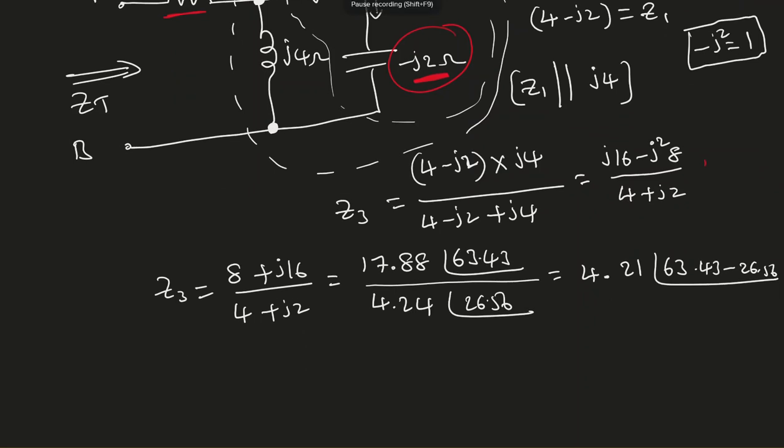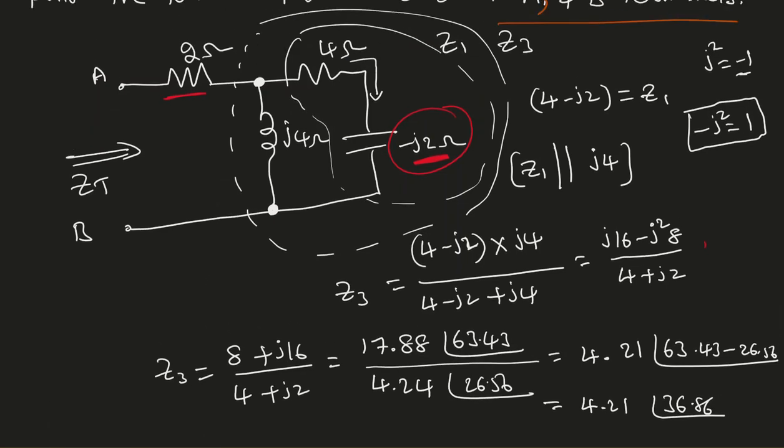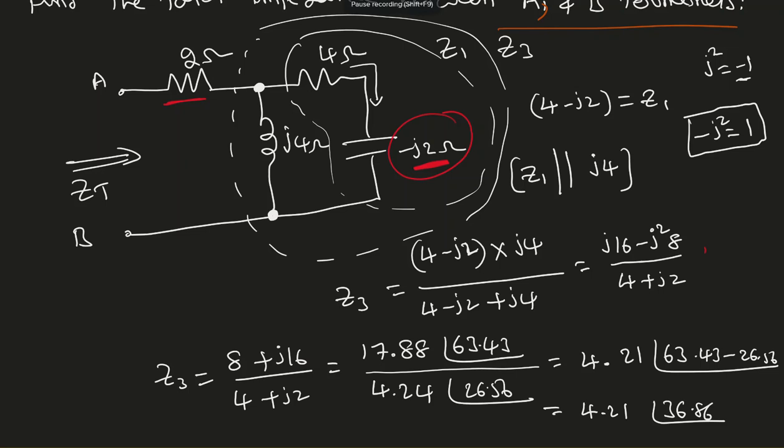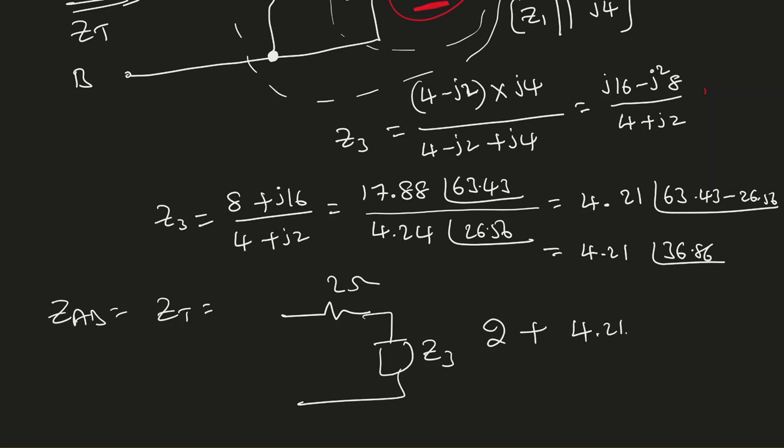Now this value is 4.21 at an angle of 36.86. That's my Z3. Now Z total, or ZAB, equals Z total: we can clearly see the 2 ohms is in series with Z3. So those two are in series. So 2 plus 4.21 at an angle of 36.86.